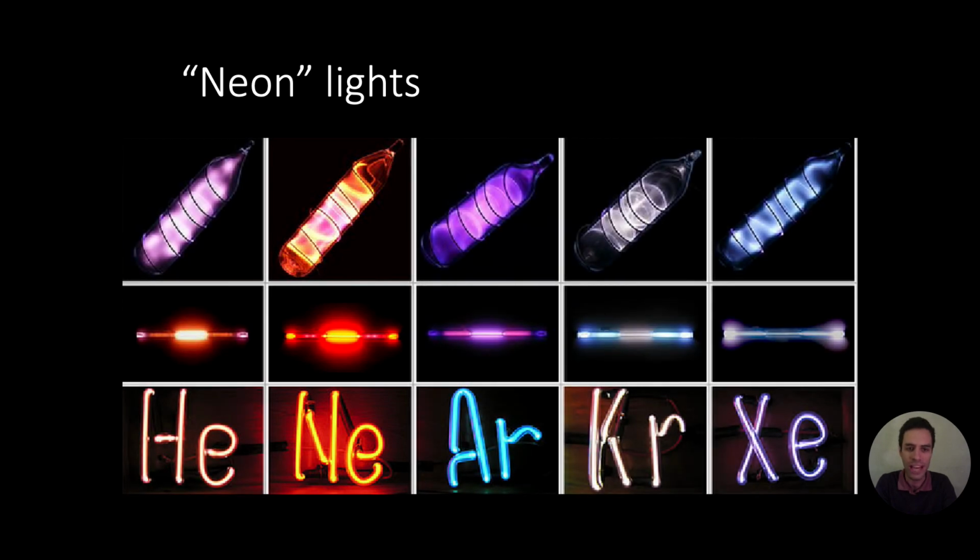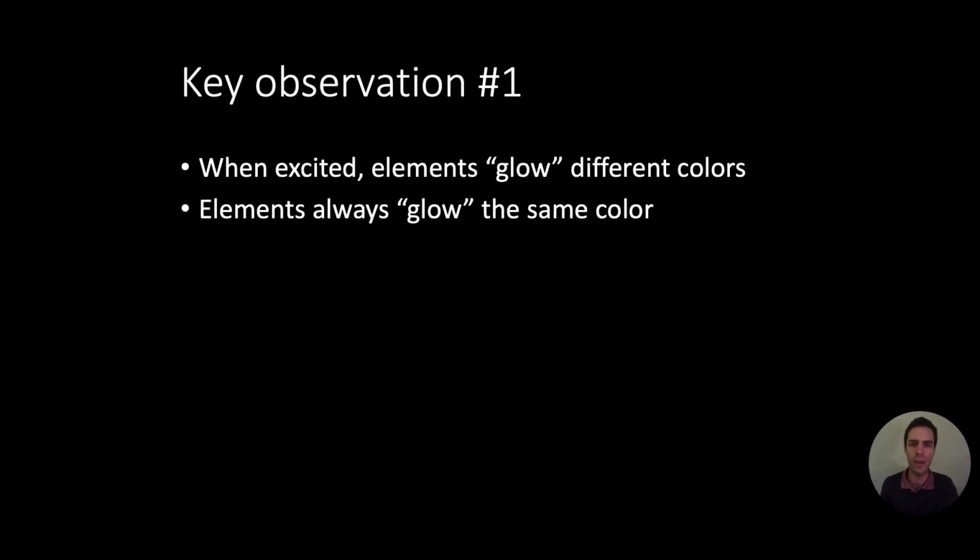You can put any gas in a tube, run an electric current through it, and it will glow a color, but the color depends on the element. Here's helium, neon, argon, krypton, xenon, all glowing different colors when you run an electric current through them. Why is that? So here's our first key observation.